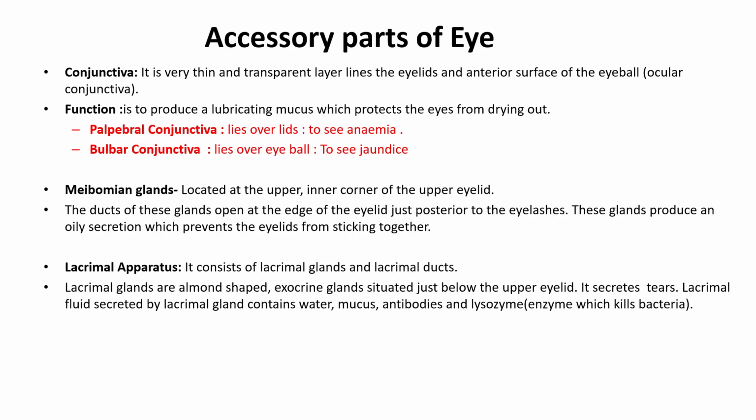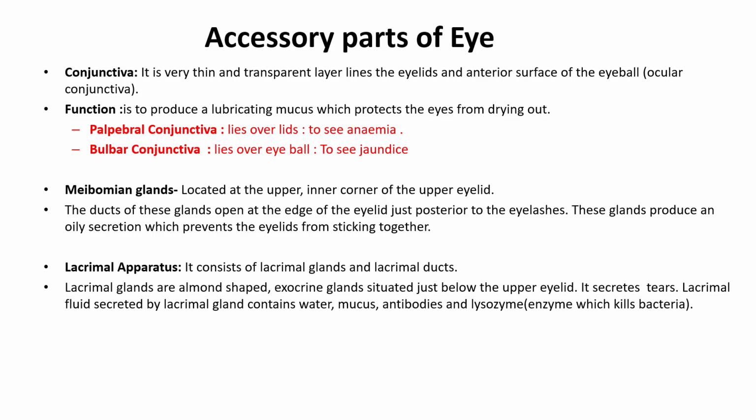So there are two parts of the conjunctiva. Palpebral conjunctiva lies over the lids, that is the upper and lower eyelids, and we can use that to see anemia. And the bulbar conjunctiva lies over the eyeball, and we can use this to see jaundice.